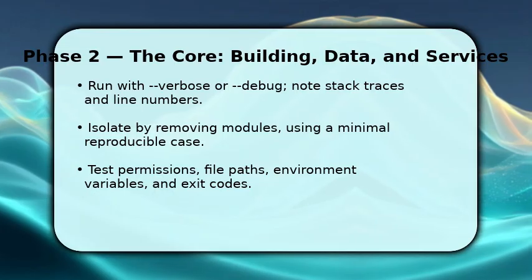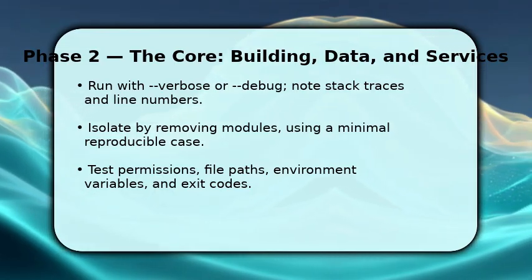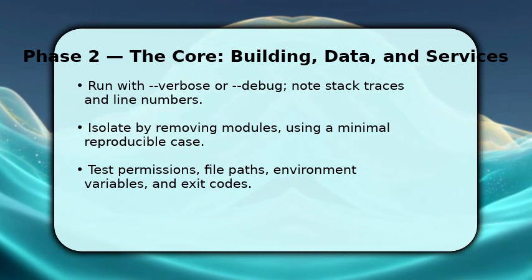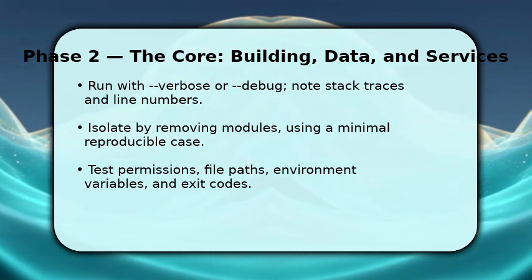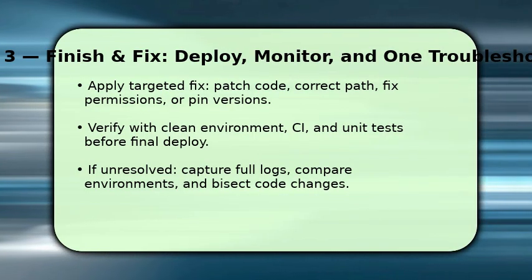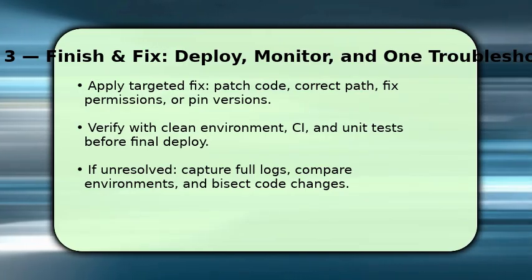or missing file related. If a dependency fails, pin versions or reinstall to confirm whether an upgrade introduced the error. You implement the fix based on your isolated cause: patch the code, correct a path, adjust permissions, or pin a dependency version. After applying the change, verify in a clean environment and run CI and unit tests to ensure the exit 1 is gone everywhere.